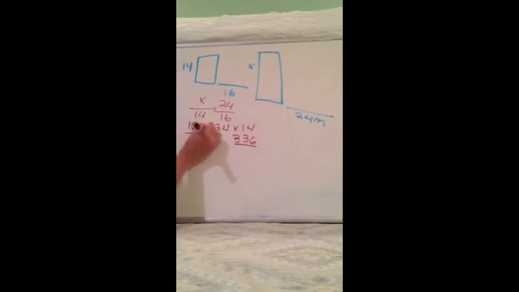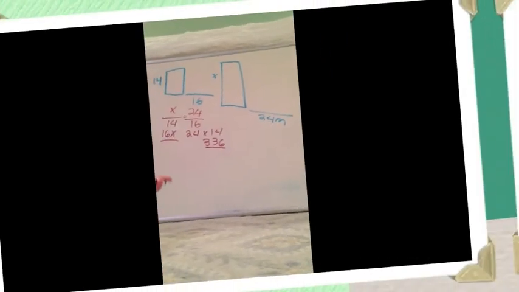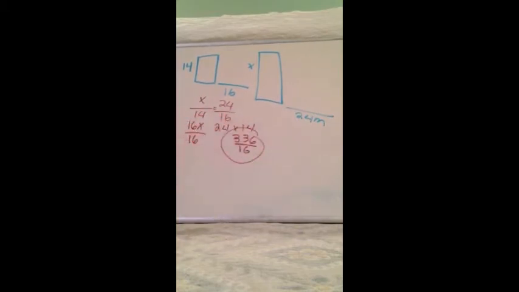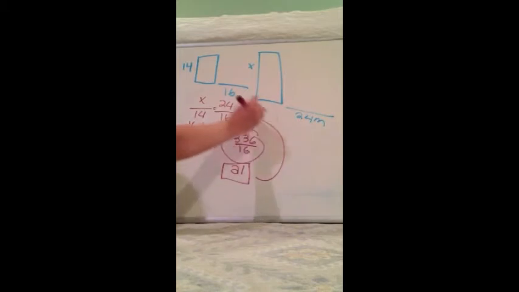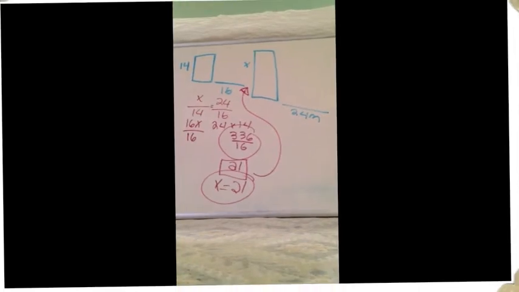336. Okay, so then our next step would be to divide 16 into 336, because again, we are trying to get x by itself. So the proper way to set this up would be 16 over 336, and then 16 over 16x. Okay, so this division problem would end up getting us 21, and this would be our height of the bigger building. So x equals 21, and that is how we solve a similar figure problem.